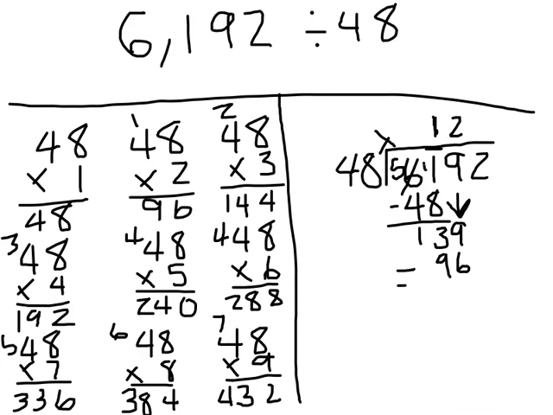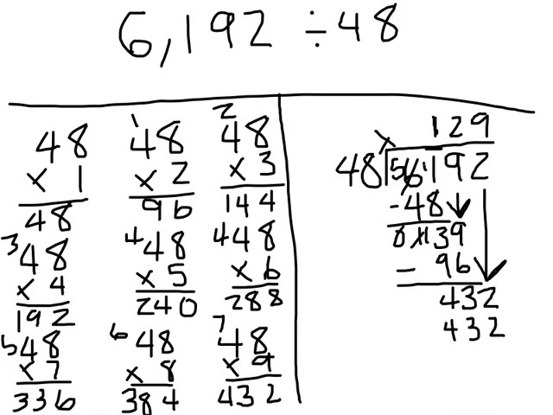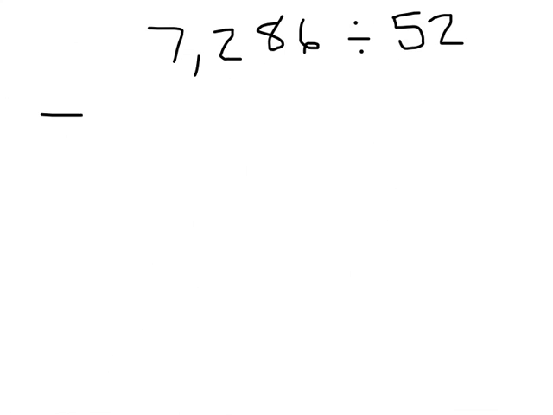What's 139 minus 96? Well, 9 minus 6 is 3. 13 minus 9 is 4. Bring down my 2. How many groups of 48 ones can I take out of 432 ones? I can take 9 groups. 9 times 48 is 432. When I subtract, I have no remainder. The answer is 129. Now you try one.